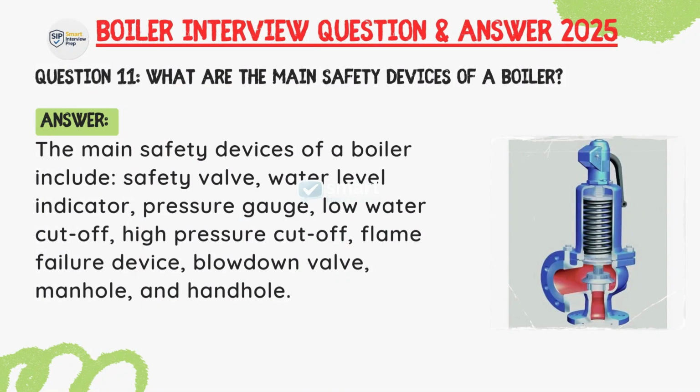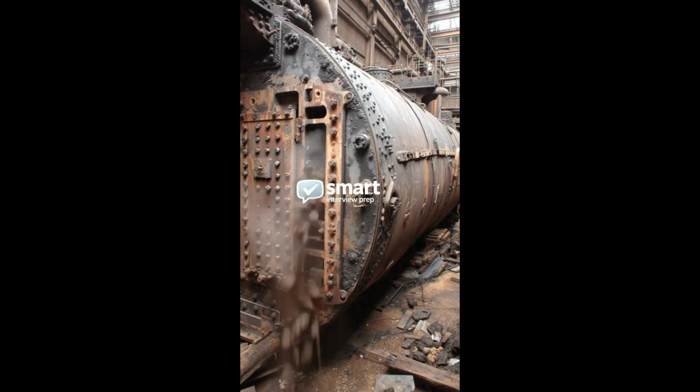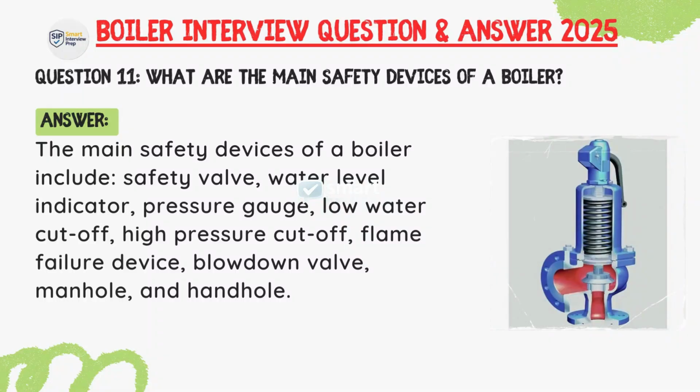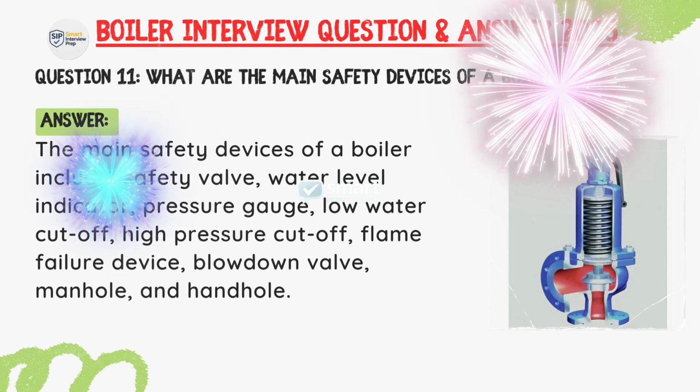Question: What are the main safety devices of a boiler? Answer: The main safety devices of a boiler include the safety valve, water level indicator, pressure gauge, low water cutoff, high pressure cutoff, flame failure device, blowdown valve, manhole, and handhole.